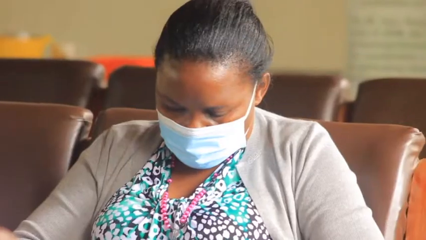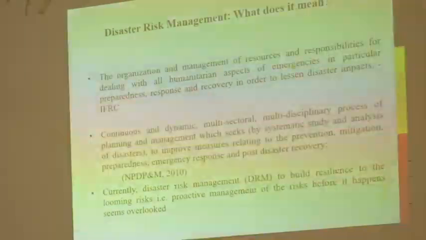So what can we do as a country? At international level, we have what we call the Sendai Framework for Disaster Risk Reduction, which came into place 2015 to 2030. It indicates a shift from managing disasters to managing the risk.